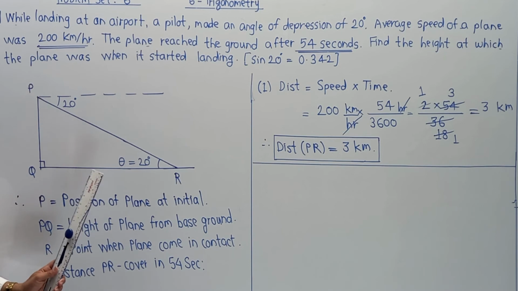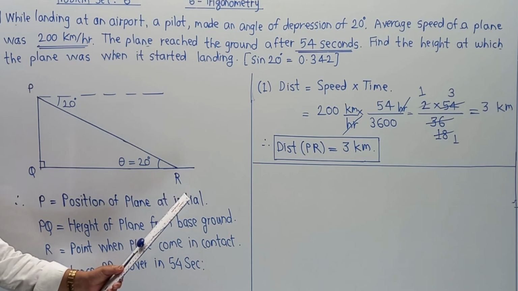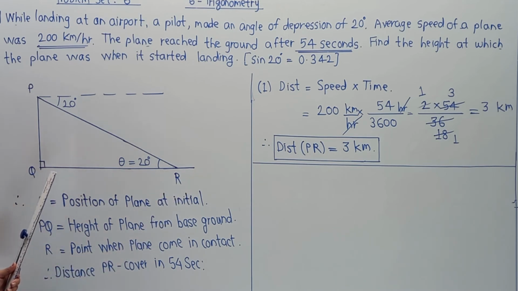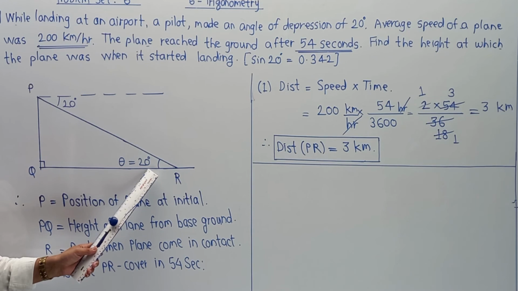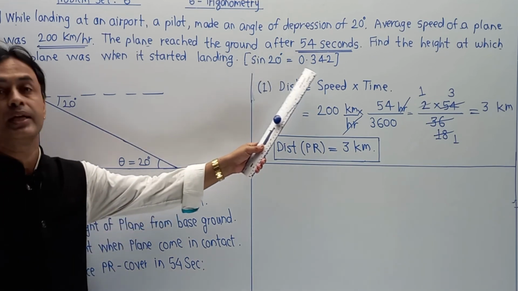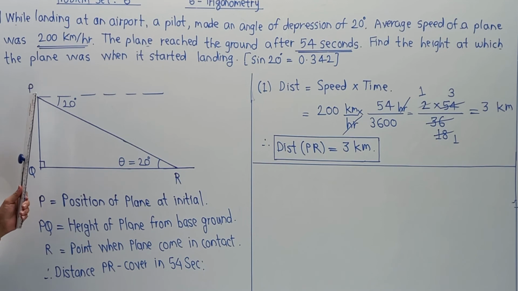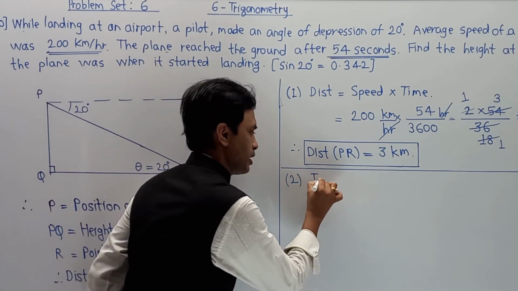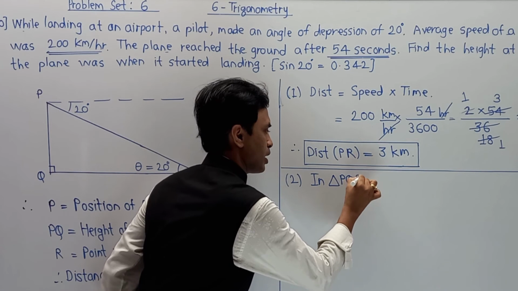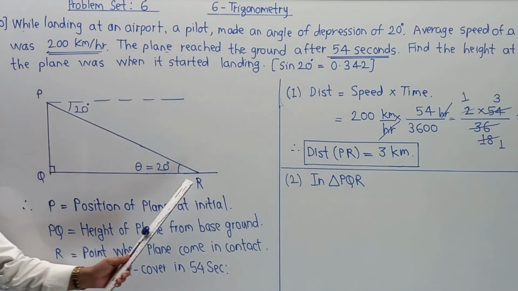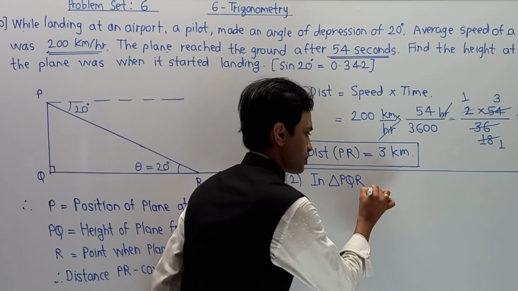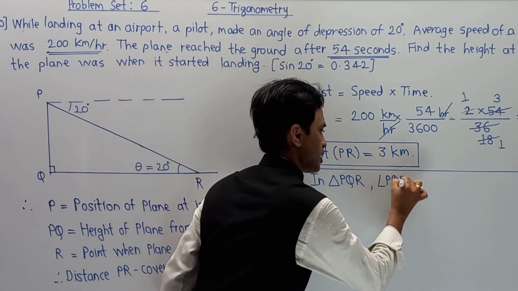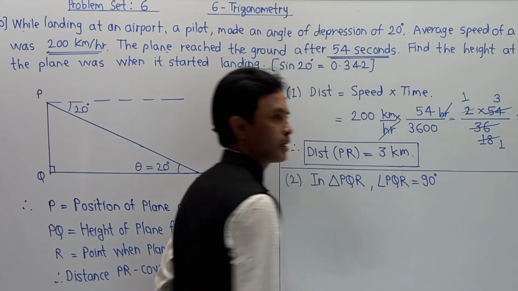In this case, we have to consider triangle PQR. Here Q is already 90 for you, and this theta, so called as 20 degree, is going to help you, because they have given sine 20 in terms of a value. So I am going to start from triangle PQR. So second part, in triangle PQR, your respective angle PQR is 90 degree. Angle PQR is equal to 90 degree.